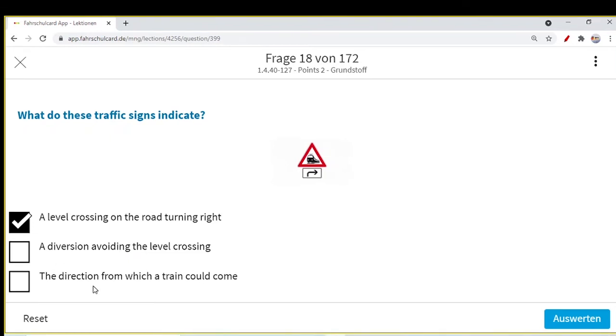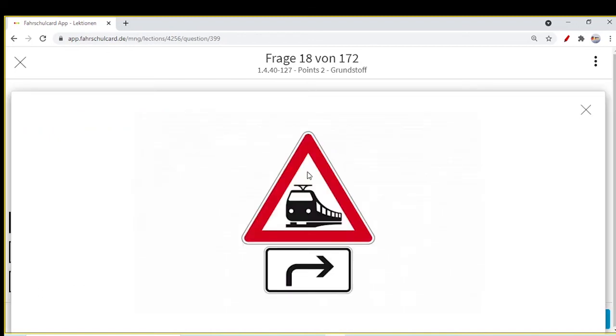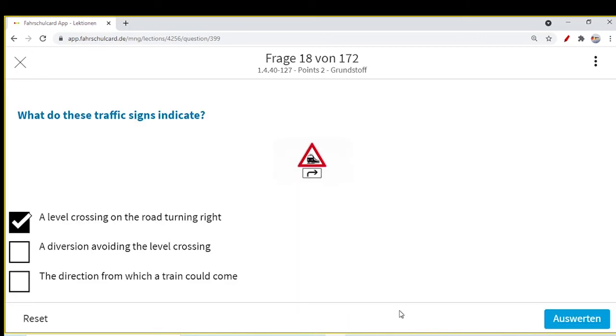And the last option is the direction from which a train could come. No, it's not that the train is coming from the right. Actually, if you take a right turn, there is a level crossing, and there could be a train coming. It's not that it's coming from the right hand side, but if you take a right turn, then over there there could be a railway crossing in front of you. So only the first option is correct.